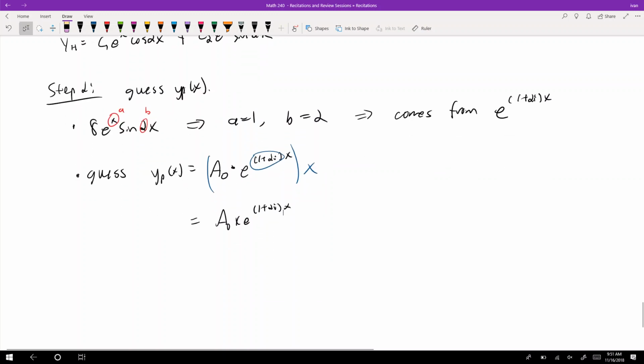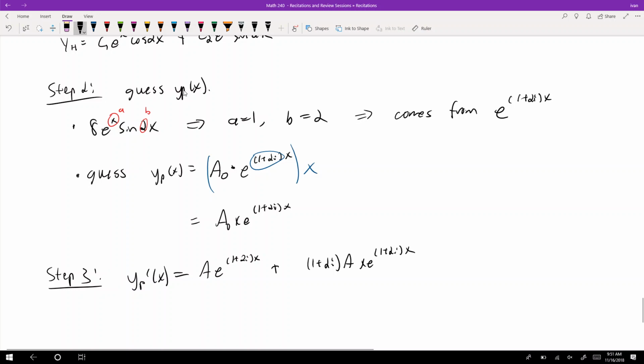Okay, and the idea is you proceed normally with your derivatives. So step 3 is going to be, I'm running out of time, but essentially you get yp prime of x is equal to a e to the (1 plus 2i)x, plus (1 plus 2i) a x e to the (1 plus 2i)x. All right, so you just proceed normally.